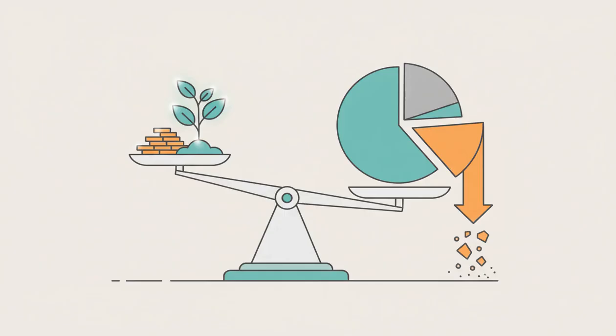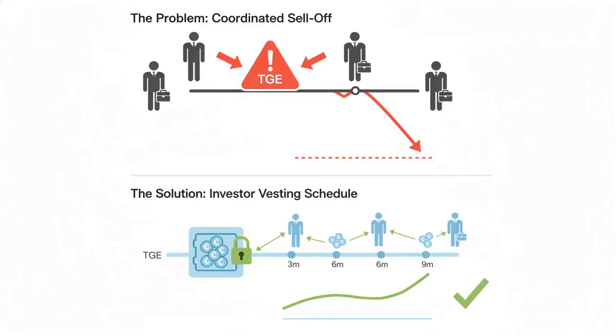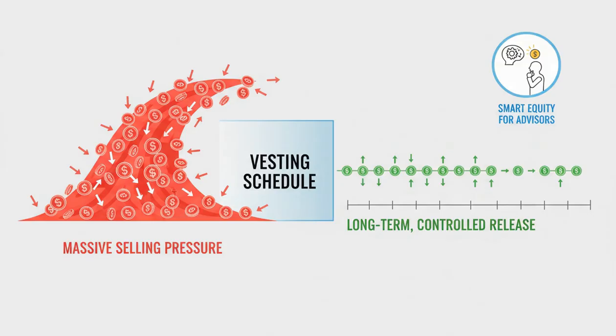Now let's walk through the investor and advisor bucket. This is always a delicate balance. What I find is you're trying to secure that vital early capital without giving away the farm, causing what we call excessive network dilution. And remember how we just talked about team vesting? Well, what I always emphasize is that investor vesting schedules are just as important. The last thing you want is a coordinated sell-off right at your token generation event, or TGE. A unified long-term vesting schedule across all your early backers prevents that massive selling pressure.